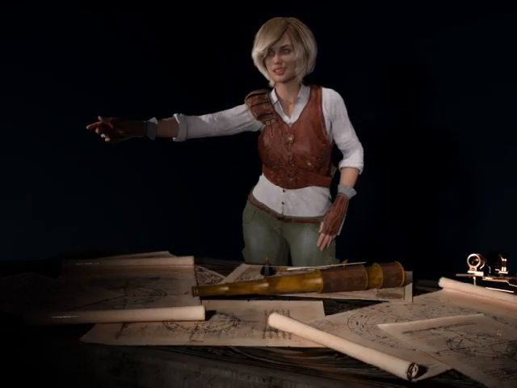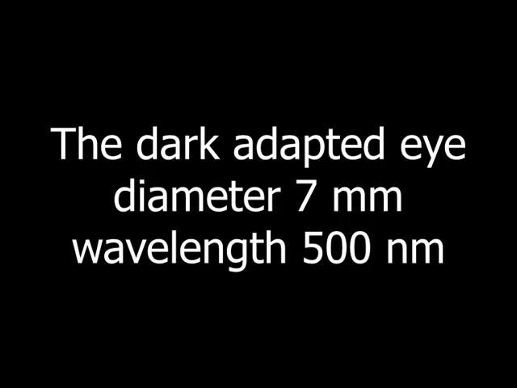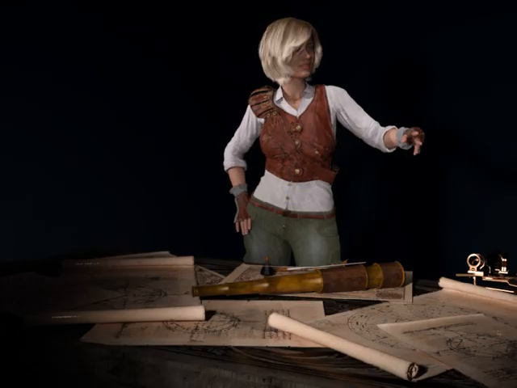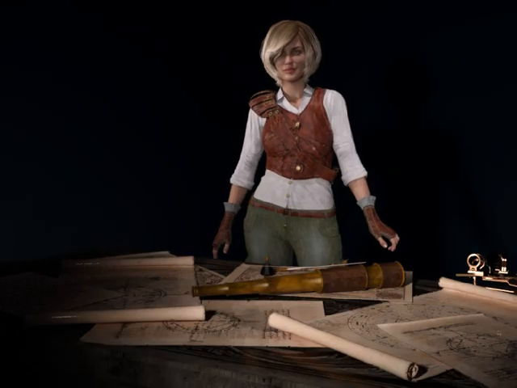Here is an example question. At night, the dark adapted eye has a diameter of 7 millimeters. Given that the eye is the most sensitive at 500 nanometers, estimate the Rayleigh criterion for the eye under these conditions. Here is a model answer.